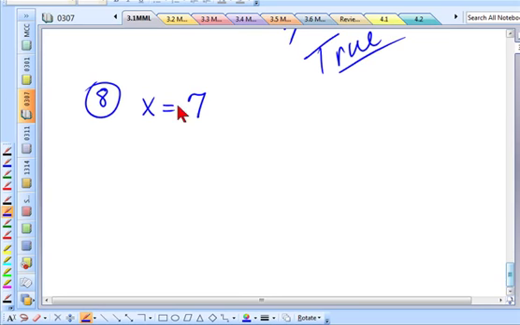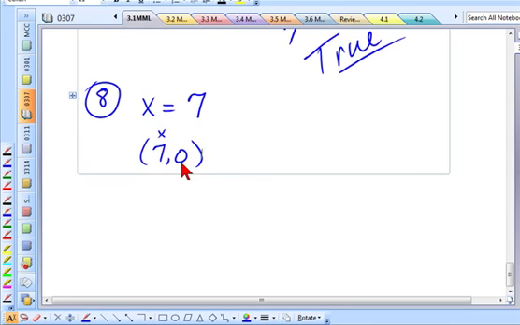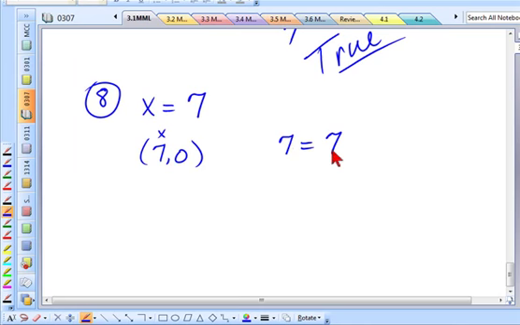All right, I have the point 7, 0. Is that a solution? Well, my equation only has an x in it, which means I only get to plug in the x. And what it really tells me is that the y is irrelevant. It must not matter. So if I plug in the x, is 7 equal to 7? Yes.